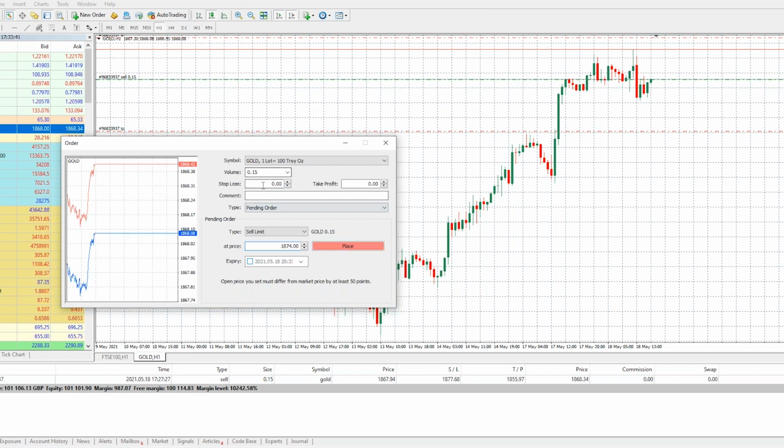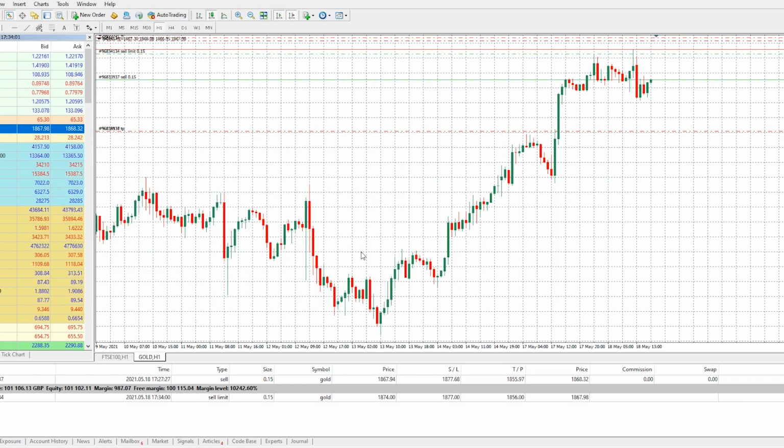And I can put my stop loss at the same spot this one is, 1877 or so. And I can put my take profit at the same spot if I want, 1856 or so. And there we go. So now I have a pending order. If the movement comes up and hits this line, I sell again.